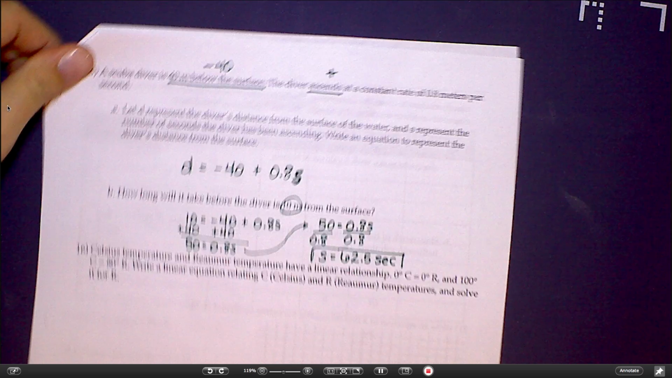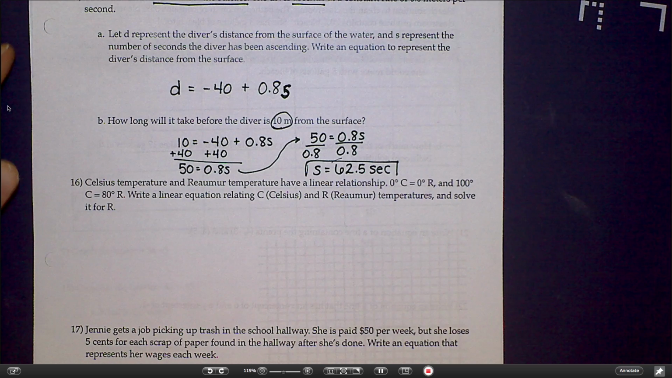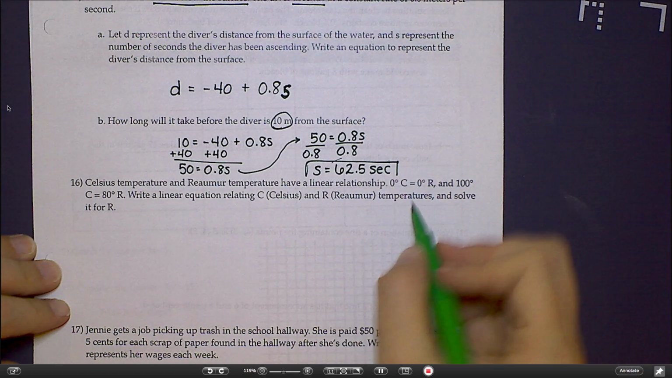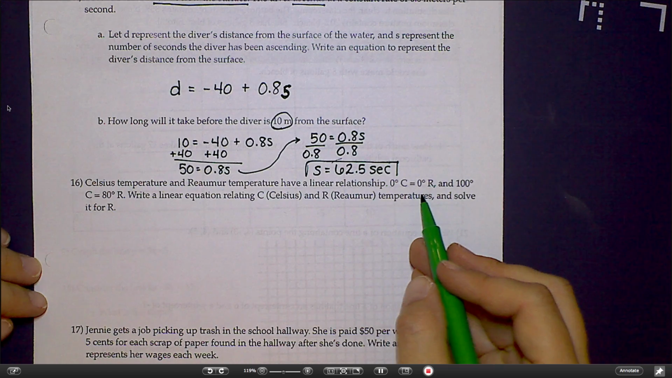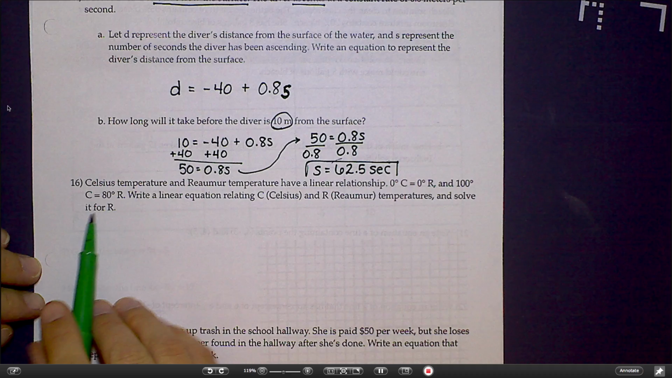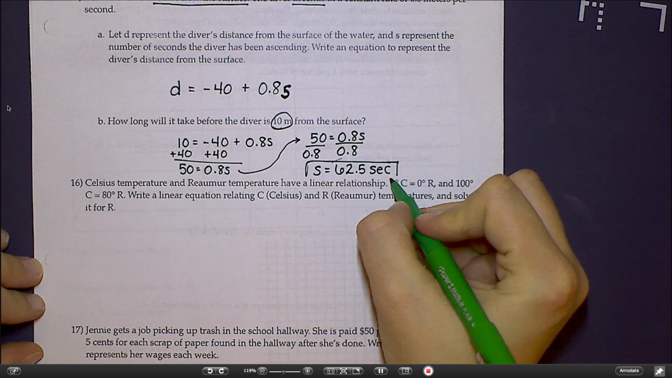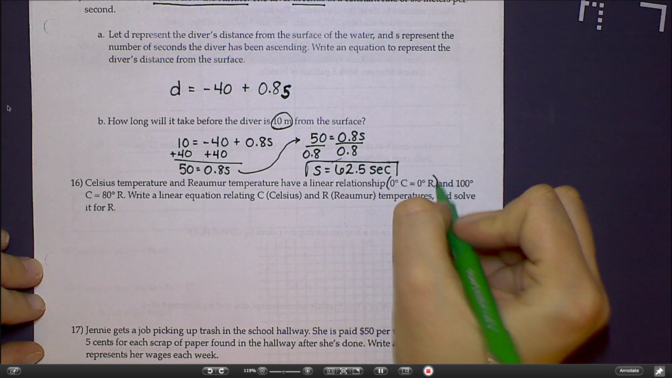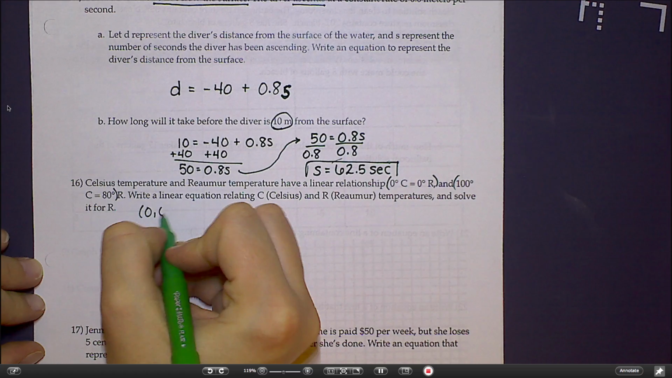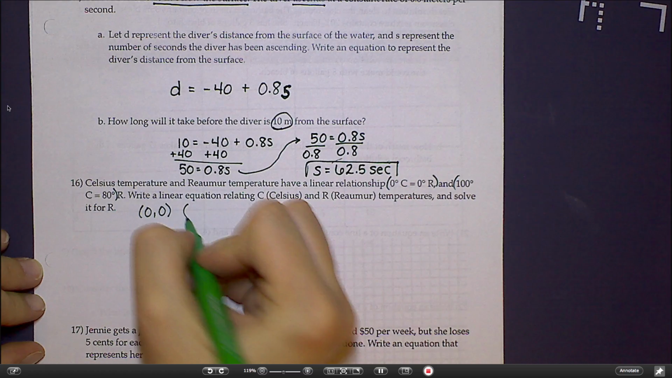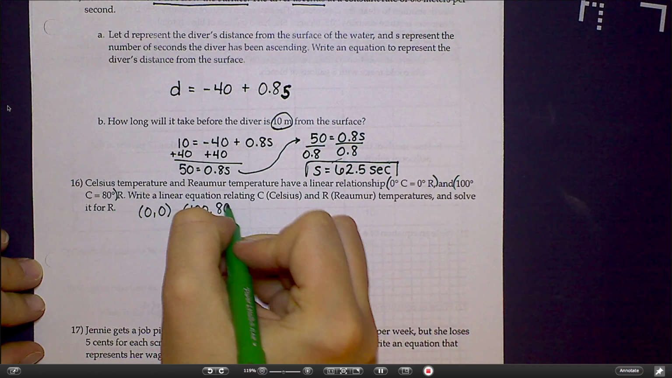Okay, looking at number 16, the first thing I notice is that it's giving me some pairs of numbers. It's telling me that 0 degrees Celsius matches up with 0 degrees Reaumur, and 100 degrees Celsius matches up with 80 degrees Reaumur. I hope that I'm pronouncing that right. I don't honestly know. So I'm going to take these and turn these into coordinates. I'm going to make 0, 0 as one coordinate, and I'm going to make 100, 80 as the other coordinate.